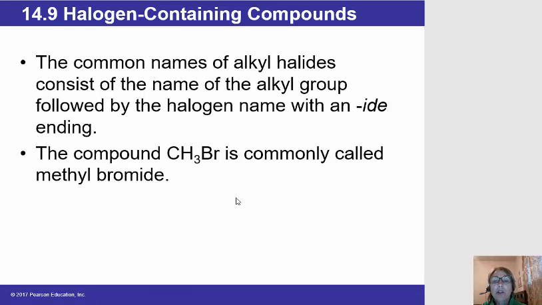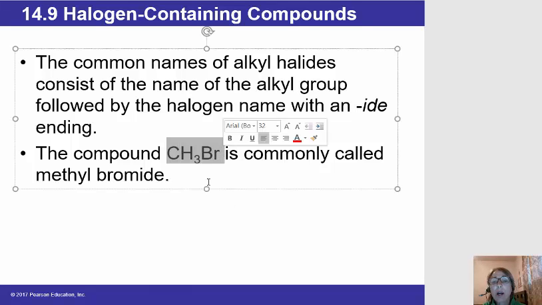So the historic or common names of these halogenated alkanes are named by looking at the alkane group as an alkyl, and then the halogen ends in an "ide." So if we look at this example here, CH3Br, the alkyl group is methyl, and then we have bromide. So this would be called methyl bromide.